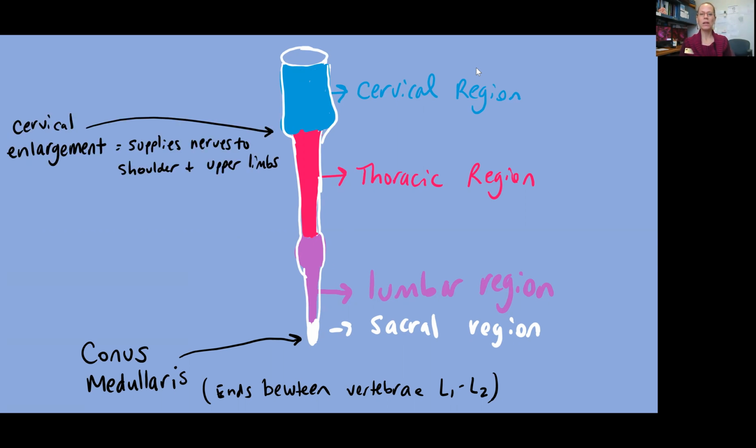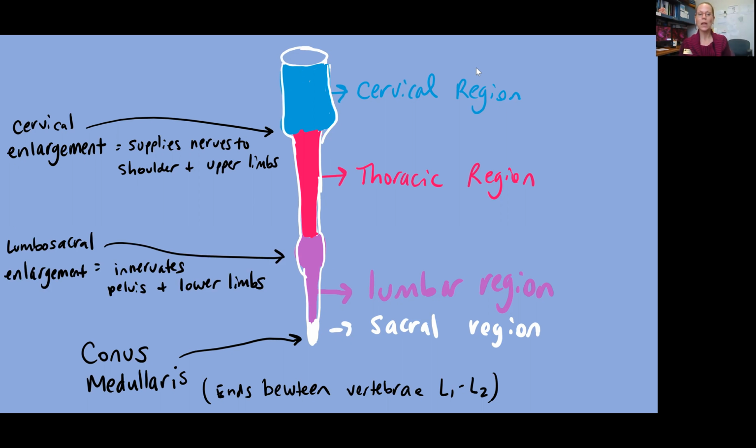You have in the cervical region an enlarged area, which is aptly named the cervical enlargement, and this is going to have lots of those neuron cell bodies for the nerves that go to the shoulder and the upper limbs. And then we have a corresponding lumbosacral enlargement, which is going to be housing the neurons that will innervate the pelvis and the lower limbs.